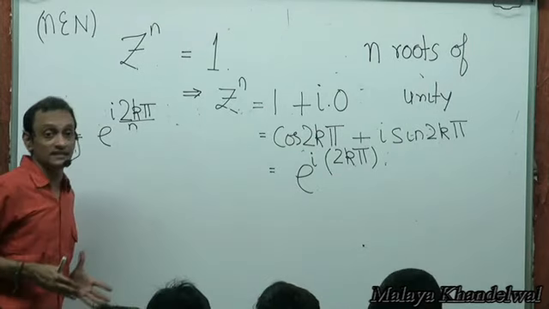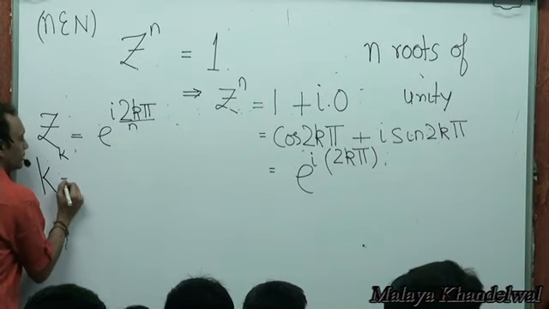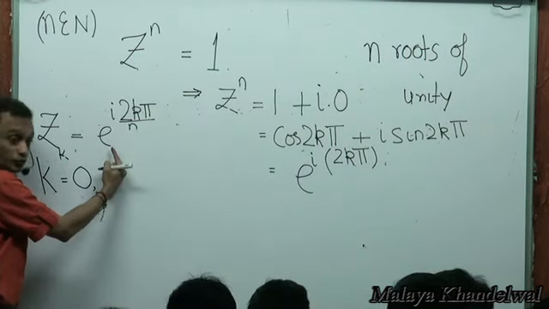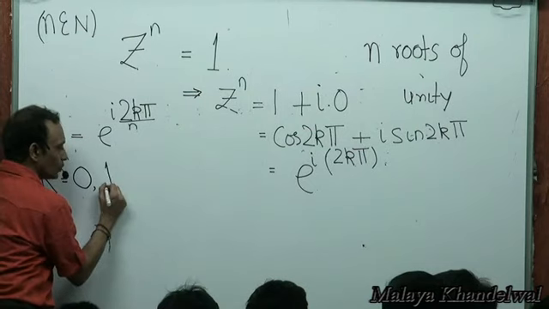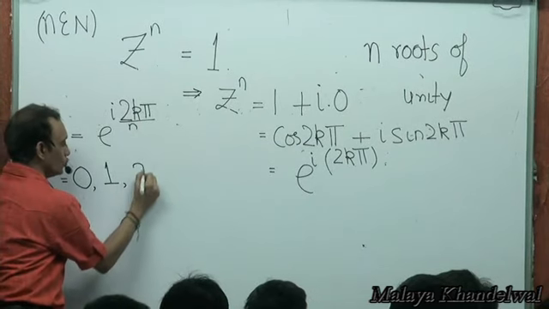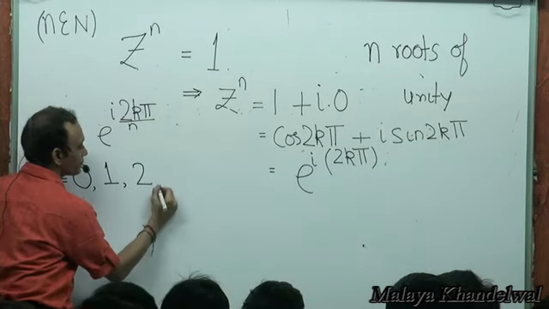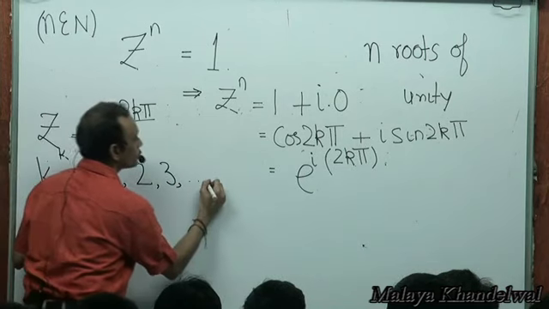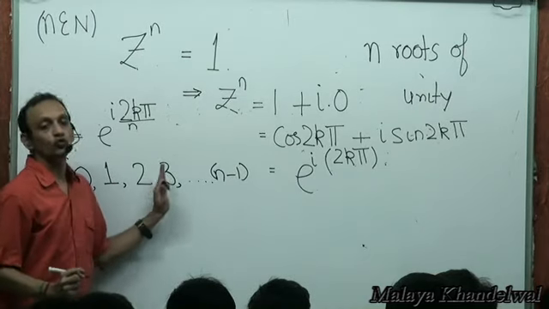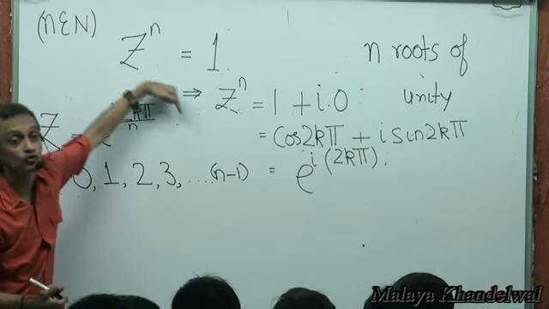To obtain these zk's, the n roots of unity, explicitly, you plug in various values of k. Plug in k equal to 0, you get zk equal to 1. That gives you one n root of unity. Plug in k equal to 1, you get another n root of unity, e to the power i 2 pi by n. Plug in k equal to 2, you get another, e to the power i 4 pi by n. Similarly, k equal to 3 up to k equal to n minus 1. So by plugging in k equal to 0, 1, 2, 3 up to n minus 1, you get the various n roots of unity.